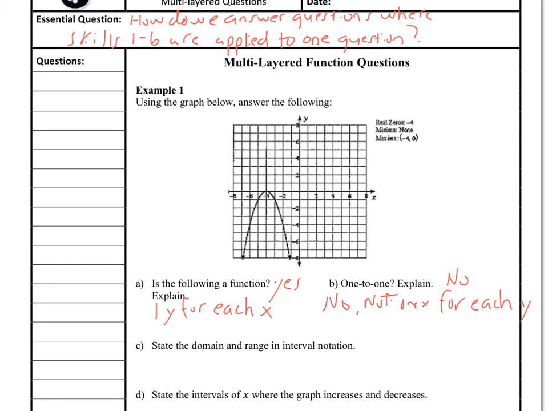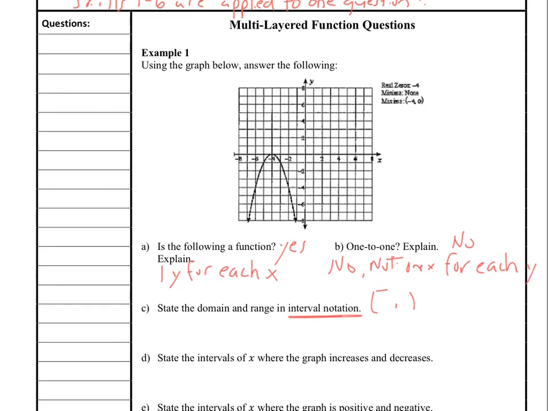State the domain and range in interval notation. Interval notation, okay, so that's the one that looks like this or like that, something like that, okay? So domain is how far left and right, so we start tracing back and forth. How far to the left does it go? How far to the right does it go? I don't care about up and down in this particular case, it's domain and range. So the domain goes left forever, so that would be negative infinity.